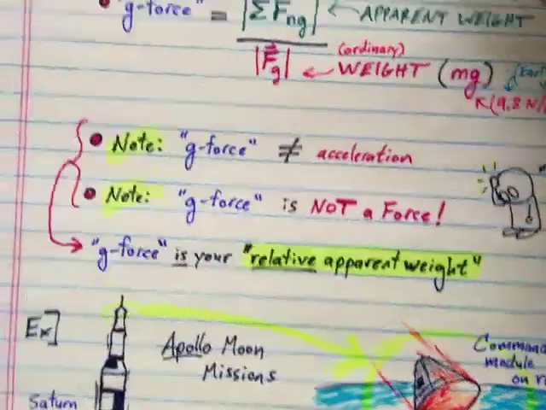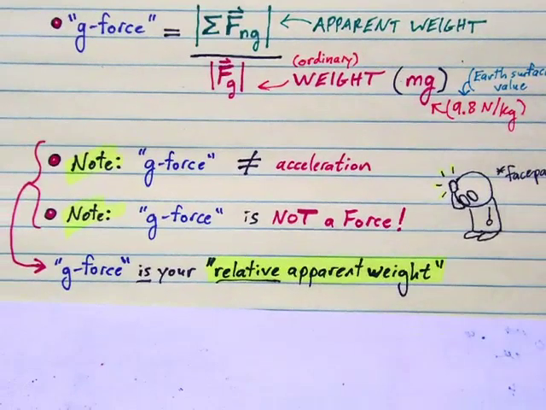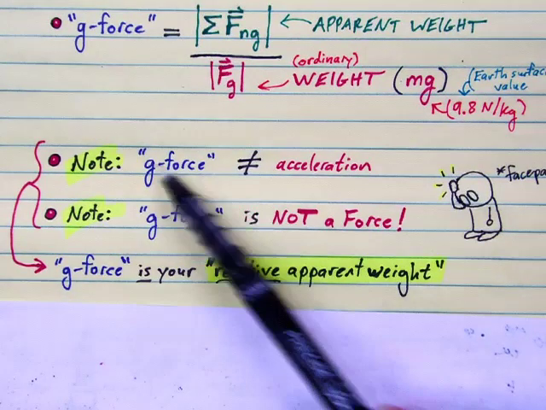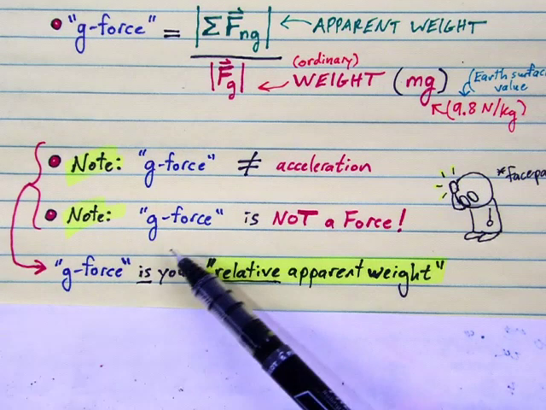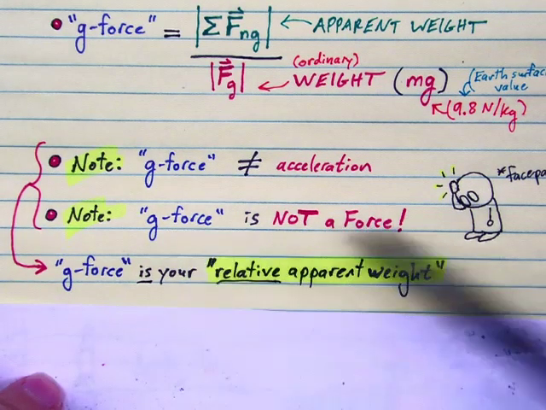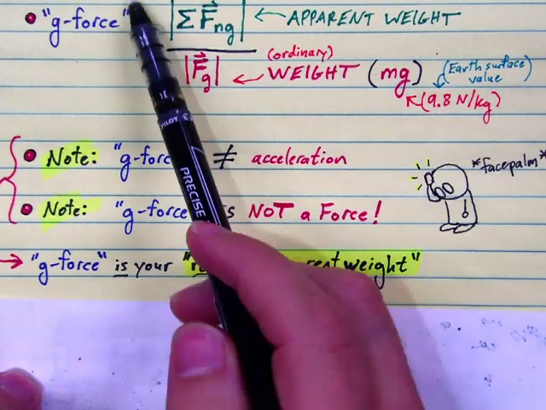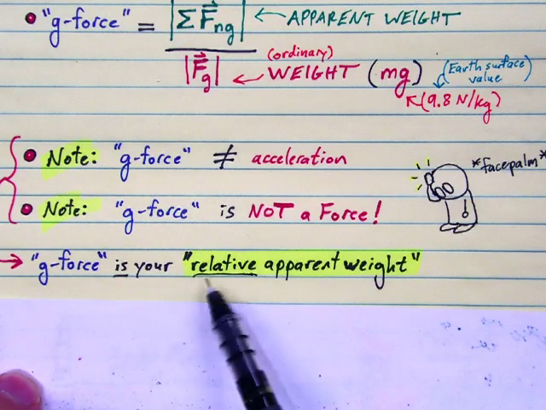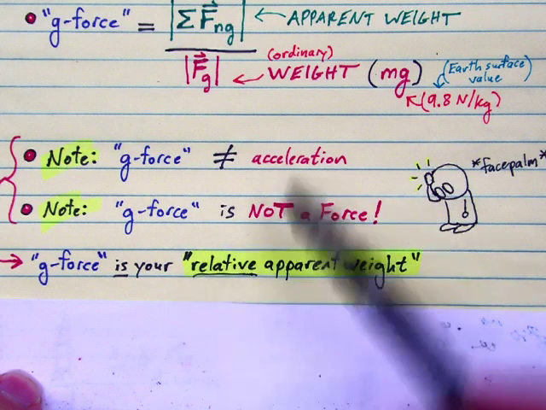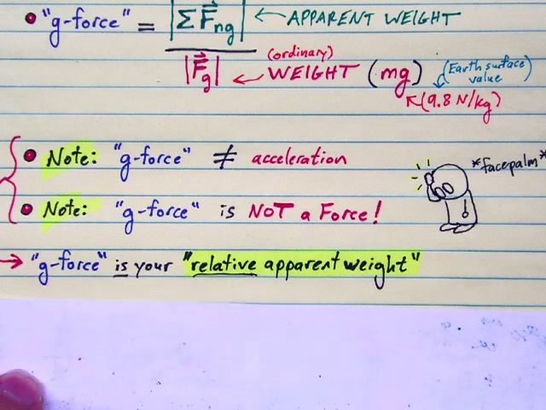Okay, a couple remarks about g-force. G-force is not the same thing as acceleration. The g-force is acting on you. That's not your acceleration, as we saw in the examples. And g-force, despite its name, is not a force. It's a terribly named thing. Sorry about that. G-force is not a force. It's a dimensionless ratio of two forces. It's best described as your relative apparent weight. Relative meaning this ratio. G-force acting on you is your relative apparent weight at that time.